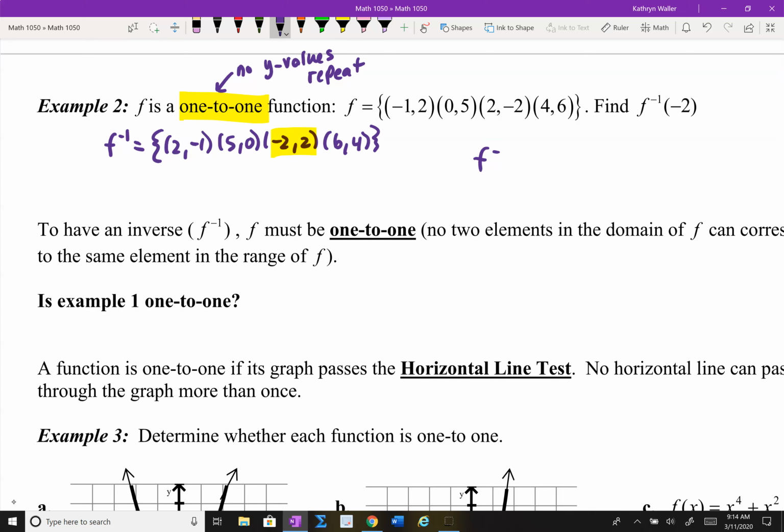So everybody write f inverse of negative 2 is equal to, what is it, everybody? It's 2, yeah. Do you really have to write out what the inverse is? Because they didn't ask me to do that. You really don't. You just have to find where the y is negative 2, because they're going to switch, and then the x would be the answer. Who says I'm with you?